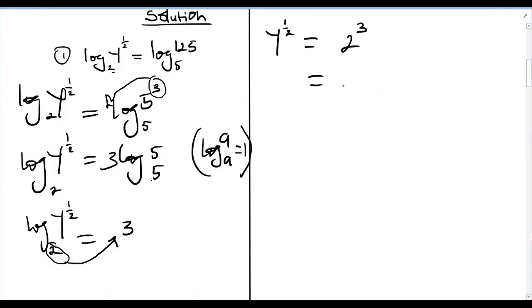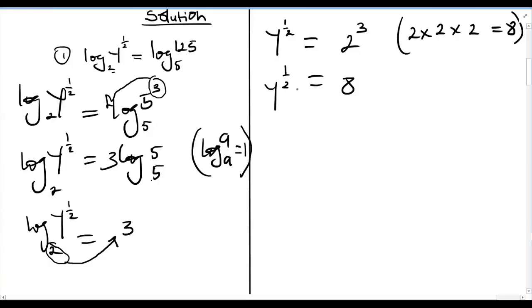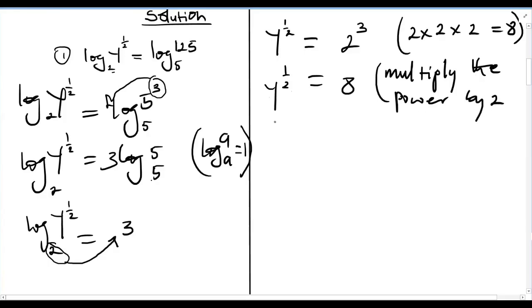So 2 to the power of 3 is the same thing as 2 times 2 times 2, which is equal to 8. So we have y to the power of 1 over 2 equal to 8. How do we find exactly the value of y? We're looking for y, not y to the power of 1 over 2. So what we're going to do is multiply the power by 2. Now you can use other means.